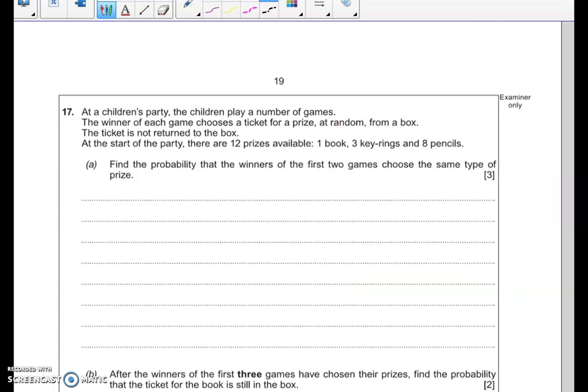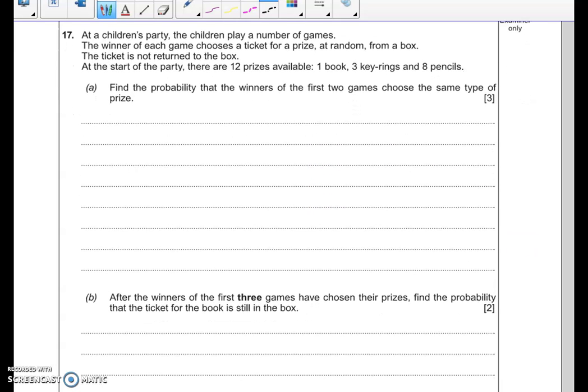Question 17. This is a probability question. It's without replacement. It's right at the back. Okay, this is a star work now. Children's party. The children play a number of games. They get a prize. The prize is not returned to the box. At the start of the party, there's 12 prizes available. 1 book, 3 keyrings, 8 pencils. Find the probability that the winners of the first 2 games choose the same type of prize.